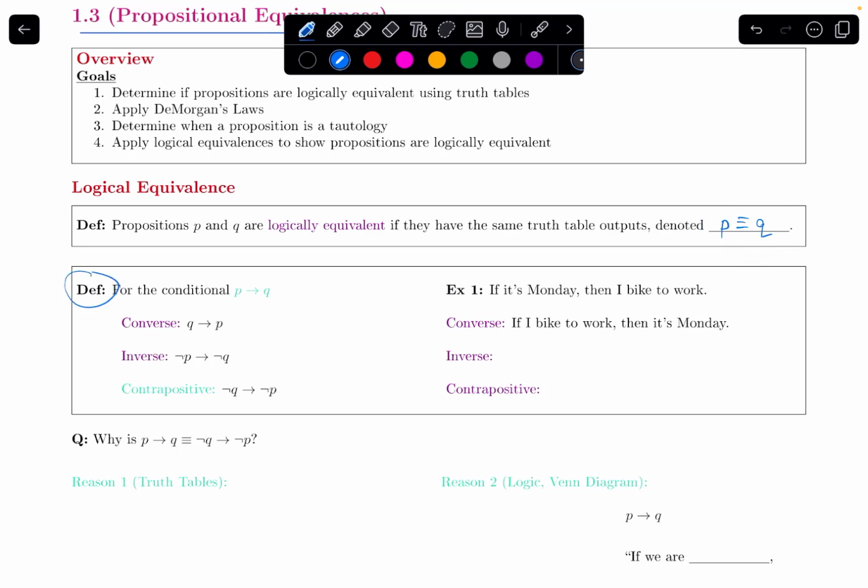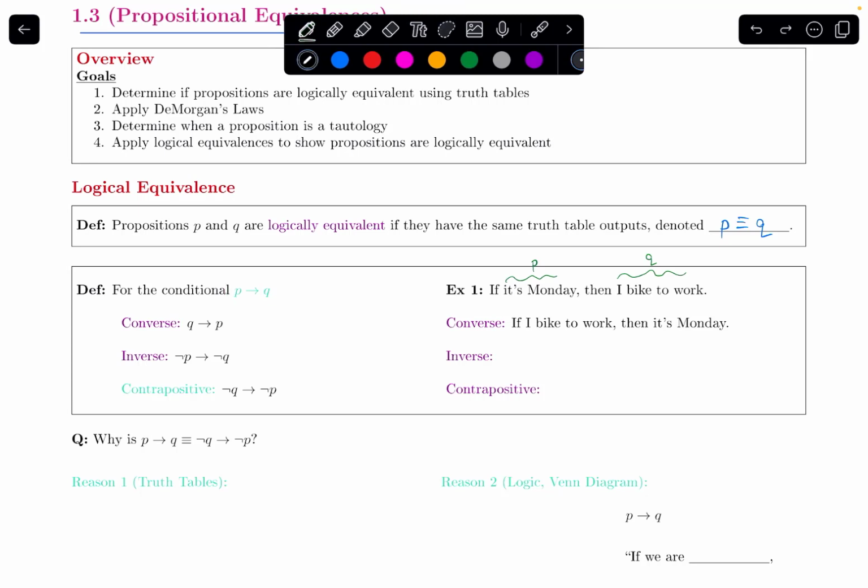Okay, so I want to give one other definition. When I have the conditional P implies Q, or I can say this is if P then Q, there are these 3 other statements I want to define. For example, the converse switches the order of the P and the Q. So it's if Q, then P. And right next to this, I have an example. In my example, the P is, it's Monday, and the Q, my conclusion, is I bike to work. So the converse of that switches the Q and the P, which would be, if I bike to work, then it's Monday. The inverse keeps the P and the Q where they are, but it negates both of them.